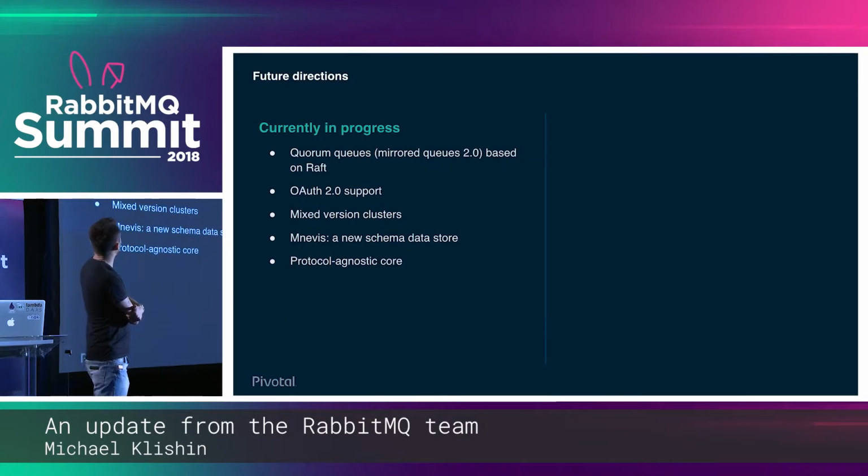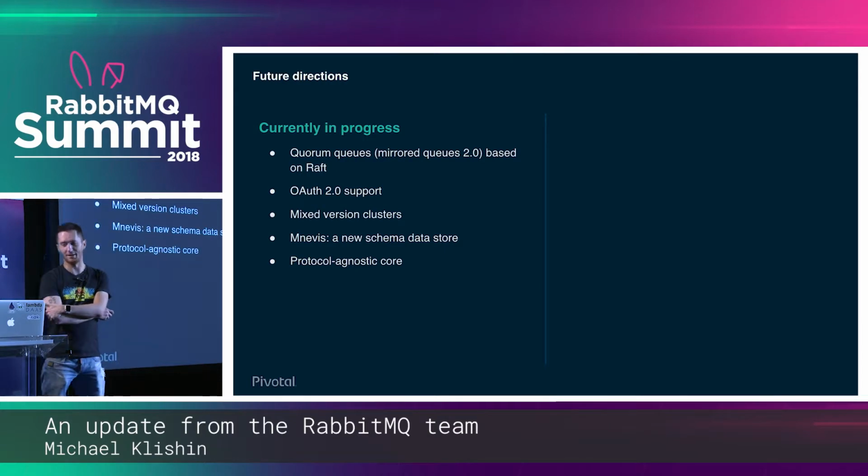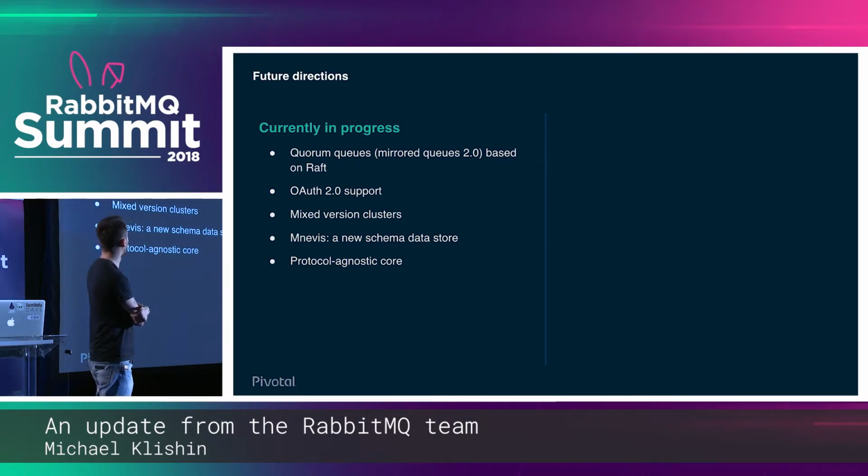So with that out of the way, we have a number of improvements that we're going to discuss. The first one is quorum queues. You can think of them as mirroring 2.0. They use a consensus protocol called Raft. I will very briefly explain what that is. OAuth 2 support, mixed version clusters. So basically, this is not a promise of delivery, but by the time 3.8 comes around, maybe you will be able to temporarily have 3.7 and 3.8 nodes in the same cluster instead of doing blue-green, or just shutting down all 3.7 nodes and then starting them back one by one.